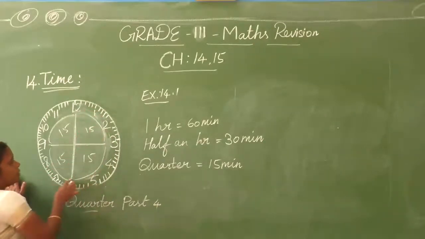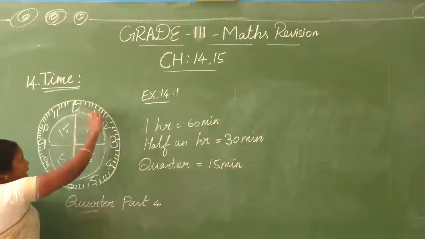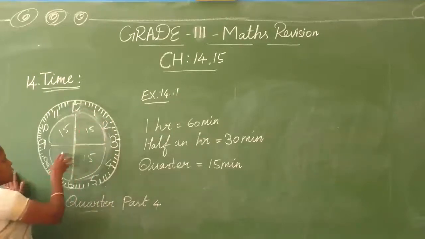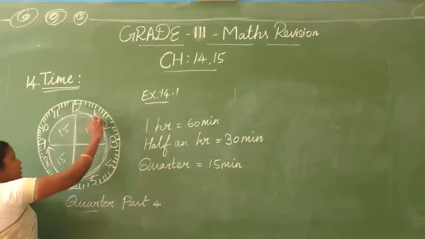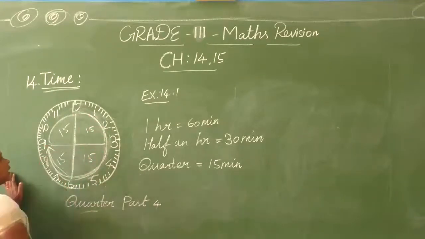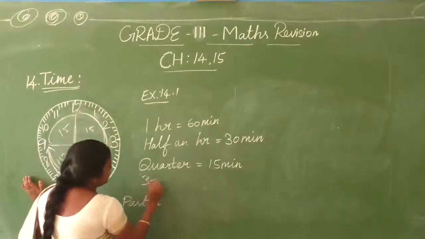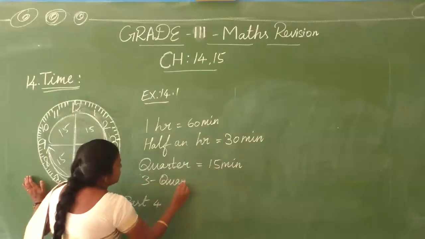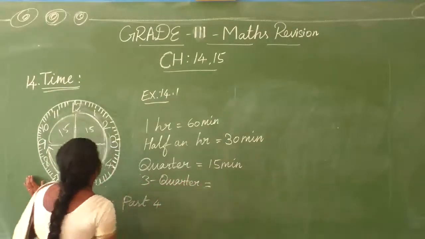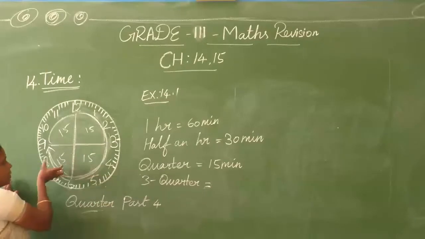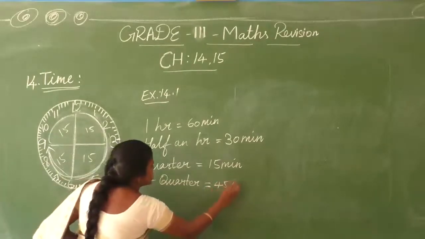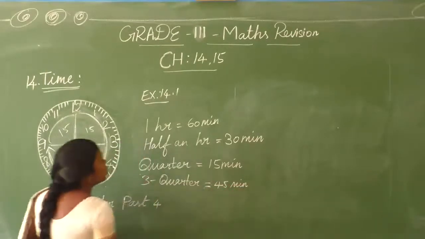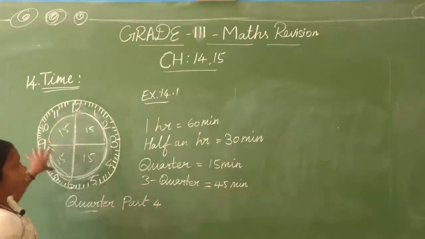Half is 30 minutes. 3 quarters: 1, 2, 3. 3 quarters, up to this, from here to this. How many minutes? 45 minutes, 15 plus 15 plus 15. 45 minutes. Understood, children?